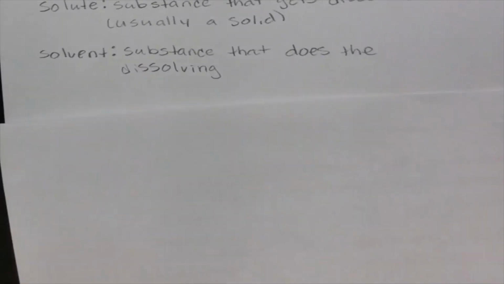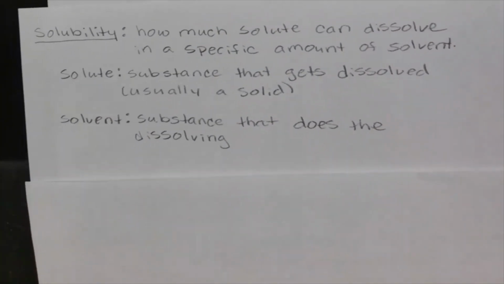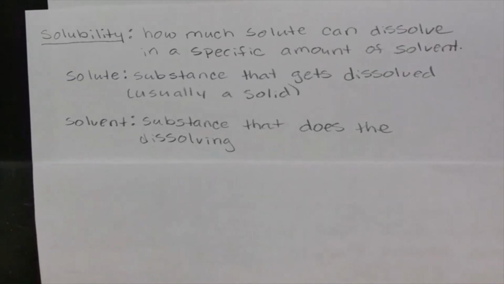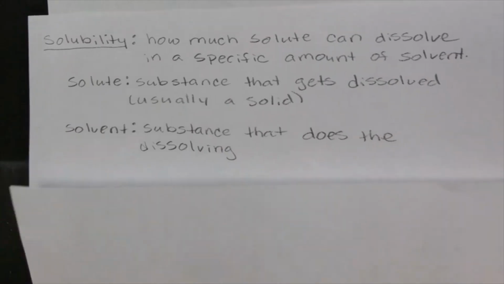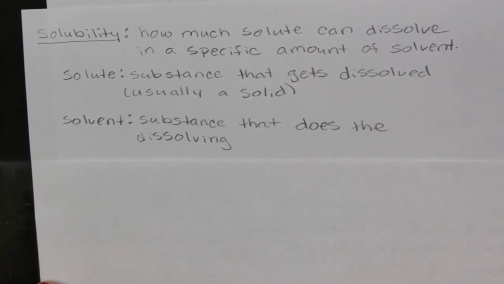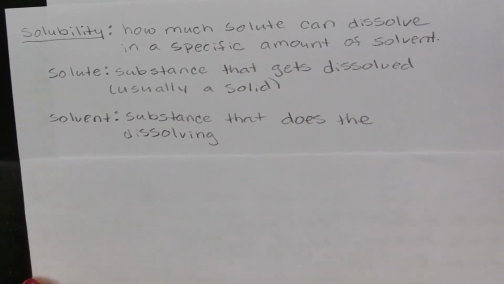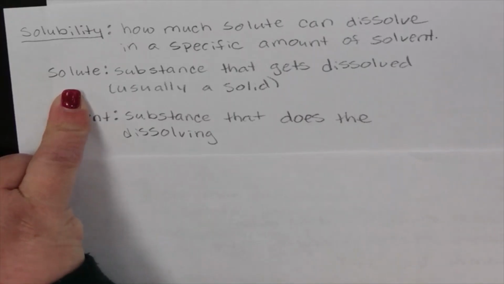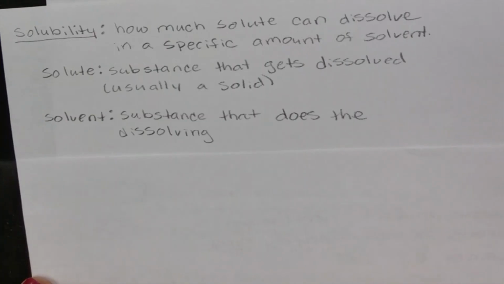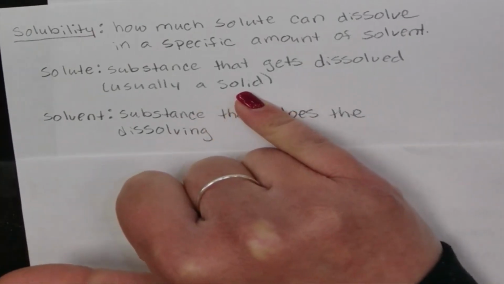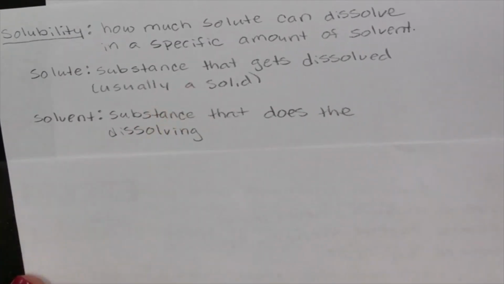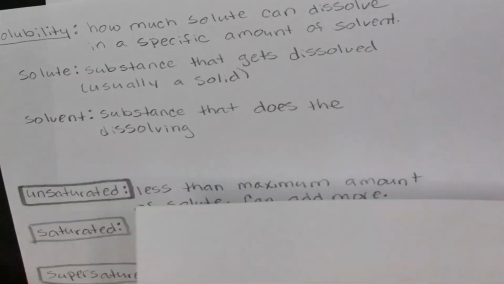Now, why does this matter? It matters in terms of solubility. All right, and we've already looked at our solubility rules and determined things that can and cannot dissolve, all right? Solubility is defined as the amount of solute that can dissolve in a specific amount of solvent, where the solute is what is getting dissolved, the solvent is what is doing the dissolving. Now, solutes tend to be solids, but they are not always. It could be a liquid or a gas, but typically they are a solid in this class.